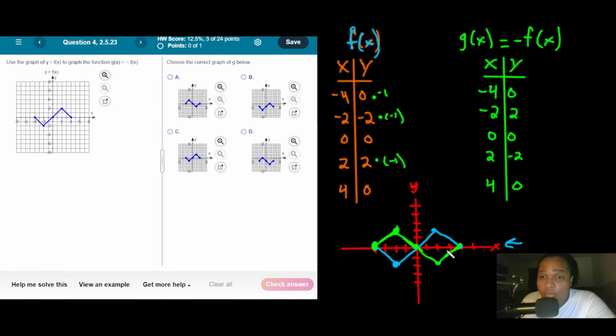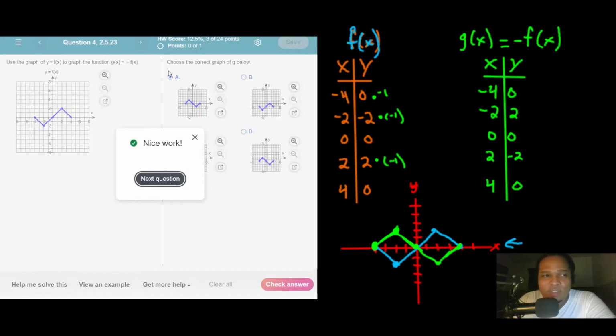So we are done. Let's go ahead and just graph what we have here in green, and we want to match it up with the table that we just made. So let's see, -4, 0. That can be it. This can be it. We start up and go down. Yeah, it has to be A. Nice work.